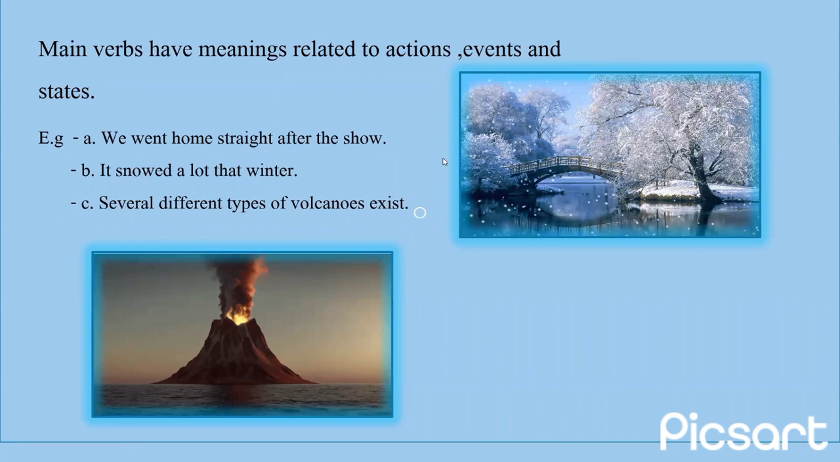Example number 1, we went home straight after the show. Went here is a main verb. In number 2, it snowed a lot that winter. So here, snowed is a main verb. And in number 3, several different types of volcanoes exist. Here, exist is a main verb.